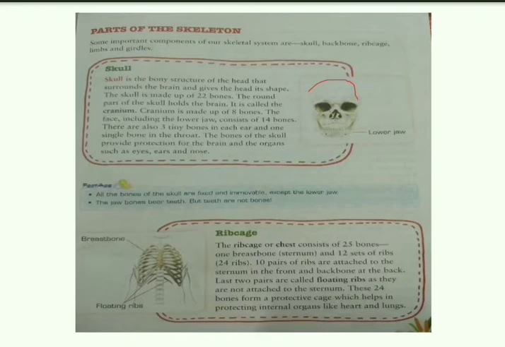breastbone is present. When you look into the diagram, here you can see in the middle the presence of the breastbone or a sternum. It is a breastbone or a sternum. These are the ribs which are narrow and curved. This breastbone is connected to the backbone, which you can see here.